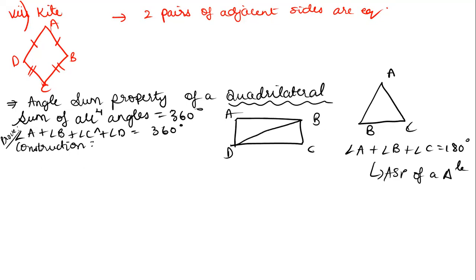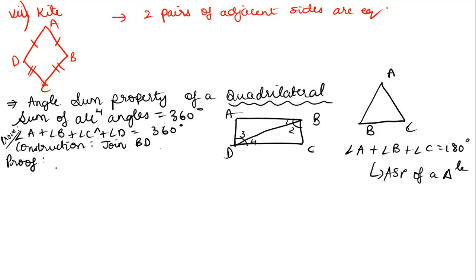BD, we are going to join. Okay. We're going to join B to D. Join BD. Clear? Now, let's see the proof to this. Before we start with the proof, let me just name the angles so that we won't have the confusion. So let's say this is angle 1, angle 2, angle 3, and angle 4.